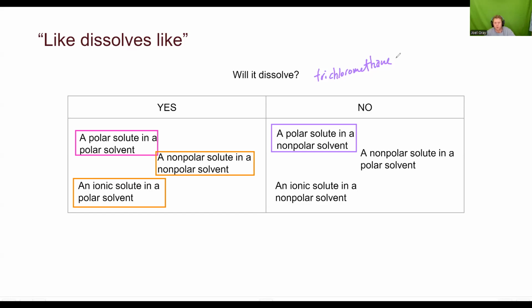Okay. Trichloromethane. What did we say about that compound? Was it polar or nonpolar? If you remember, trichloromethane was a carbon, and then it has a hydrogen, and then Cl3. Was trichloromethane polar or nonpolar?